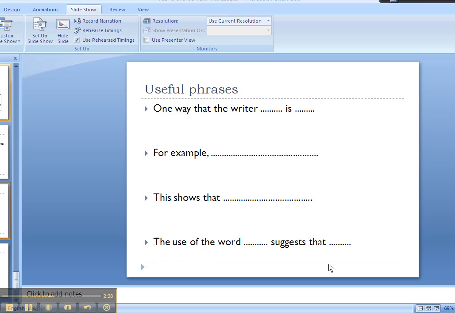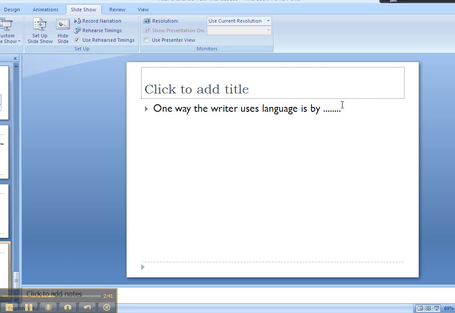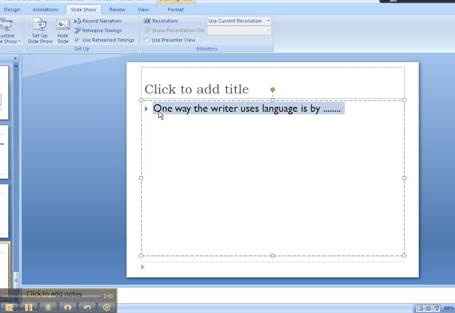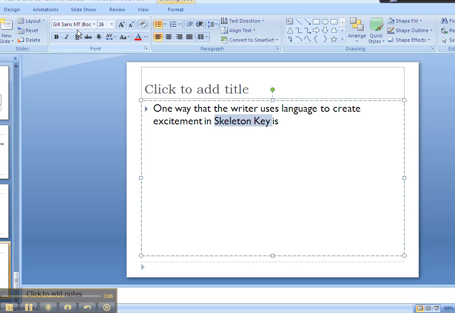Right, so let's have a look if we can do this in action. I'll show you this being written out. Okay, I'll make up the text though. One way that the writer uses language to create excitement in, what should we have? Skeleton Key is. Now what I would do is I would just highlight that and make it italics to show that you are using the title of a novel. Is by using strong verbs. See the full stop, I've got the full stop there.